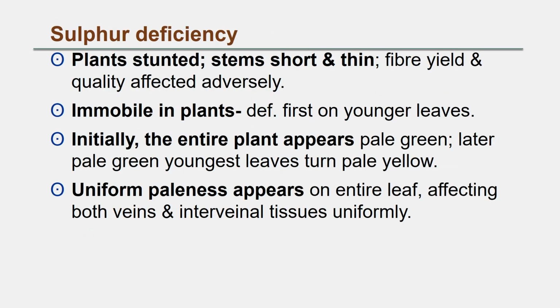Sulfur is also a very important nutrient, and in many areas of West Bengal sulfur deficiency is now being noticed in the jute crop. Plants are stunted, stems short and thin, fiber yield and quality are affected adversely. Sulfur is immobile in plants, therefore deficiency symptoms will come on younger leaves and younger tissues. There is uniform chlorosis. Initially the entire plant appears pale green. Later the youngest leaves turn pale yellow. Uniform paleness appears on the entire leaf, affecting both veins and interveinal tissues uniformly.